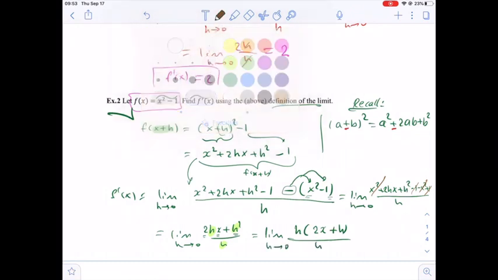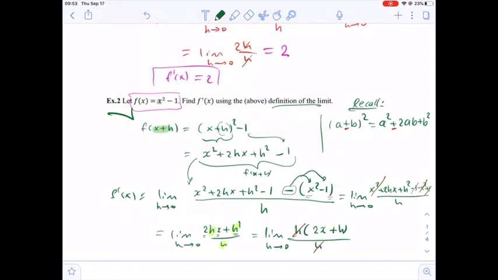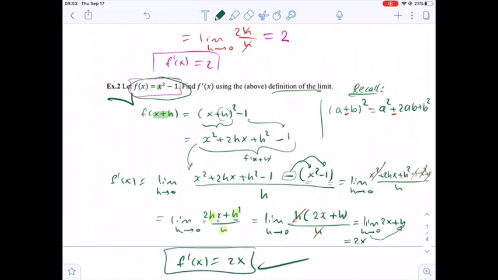And then we can simplify. As you can see, we have h in the numerator, h in the denominator. And after canceling this, we just plug h equals 0 here. So we have the limit of 2x plus h, h goes to 0, and when we plug h equals 0 here, we get 2x. So the derivative f prime of x, the derivative of the function f of x equals x squared minus 1, is 2x.